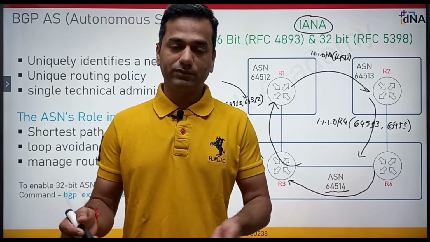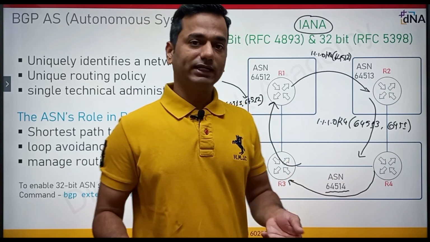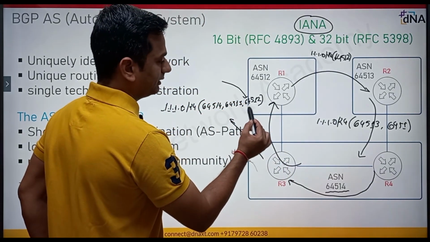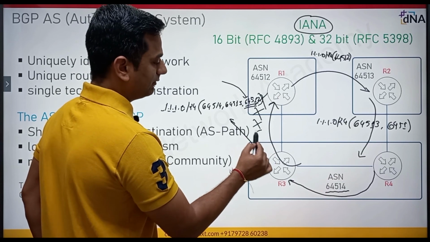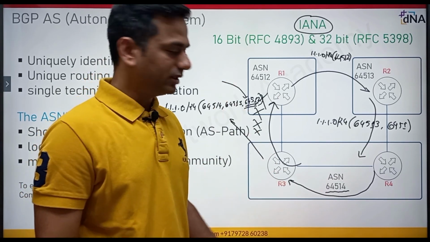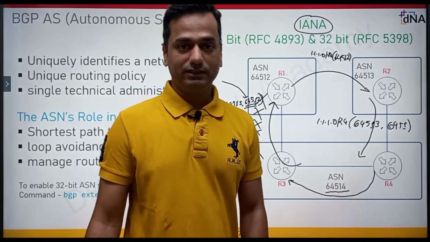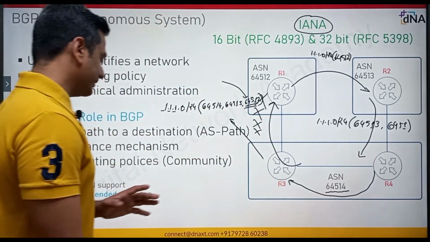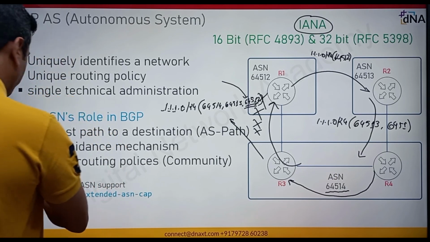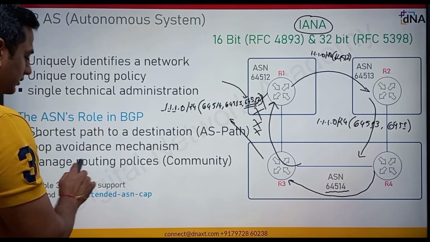And this route I received back from another neighbor. So I can see my AS number in the AS path list. I will drop this route. I will not accept this routing information from R3. This is how the AS number helps BGP to identify loops. Then, managing the routing policy.